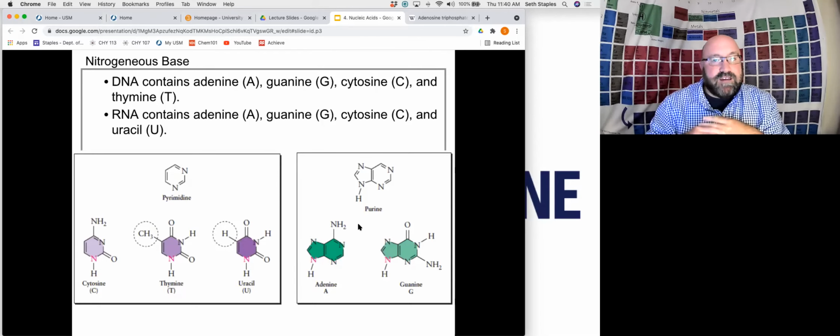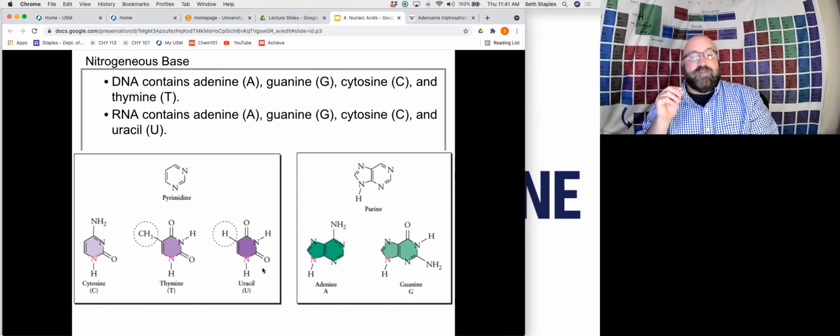DNA and RNA contain mostly the same types of nitrogenous bases. DNA will have adenine, guanine, cytosine, or thymine. The only difference with RNA is that instead of containing thymine, it will contain uracil instead. Other than that, RNA also contains adenine, guanine, and cytosine. But these are the four different nitrogenous bases that may possibly make up the various nucleotides in our nucleic acid chains.